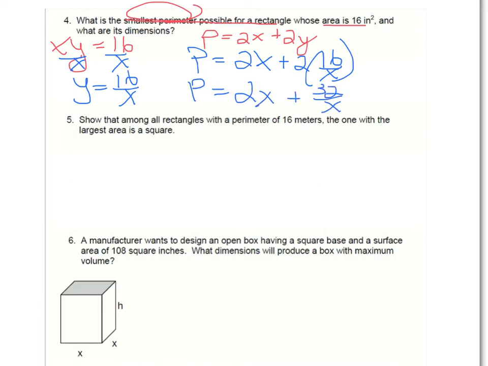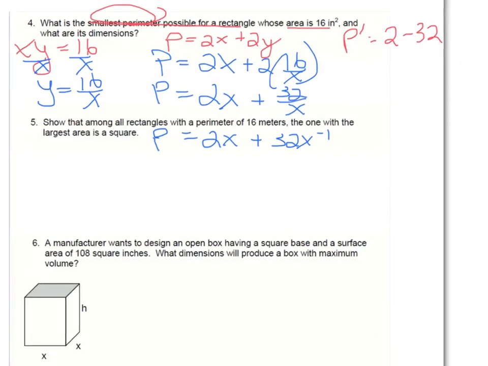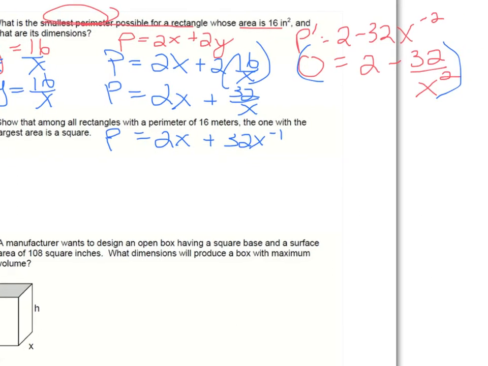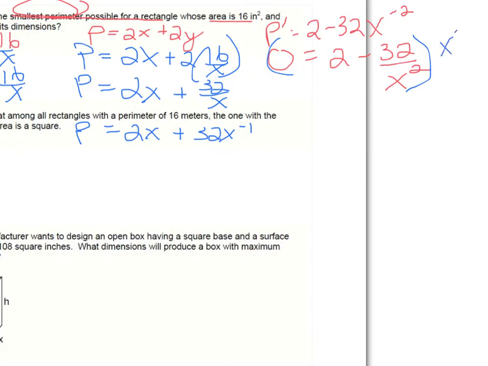Now we need the derivative, but to find the derivative, I'm going to make my perimeter equation 2x plus 32x to the negative 1. So now the derivative is 2 minus 32x to the negative 2. I'm going to set it equal to 0. Move the negative exponent to the denominator, and now I don't like an exponent in the denominator, so I'm going to multiply the entire equation, every term, by x squared.